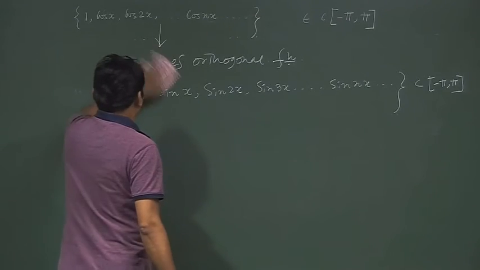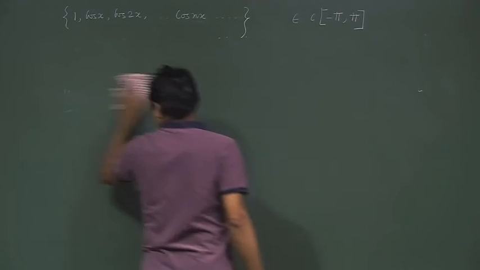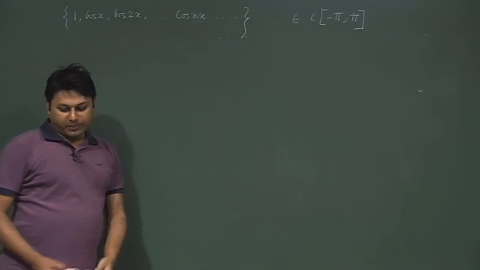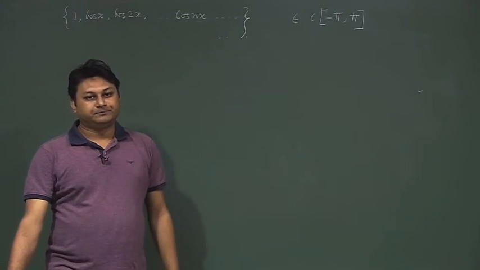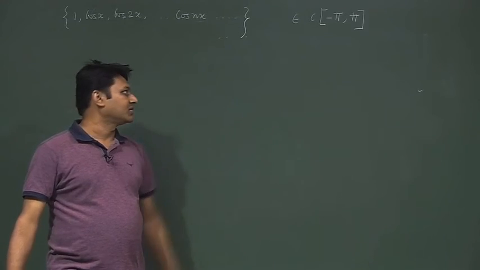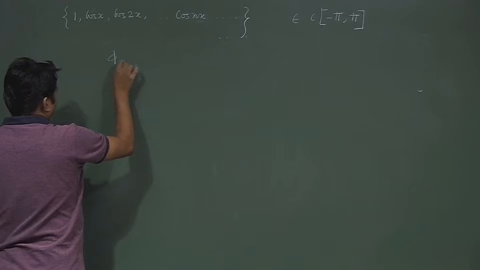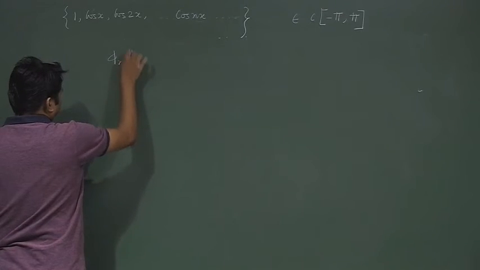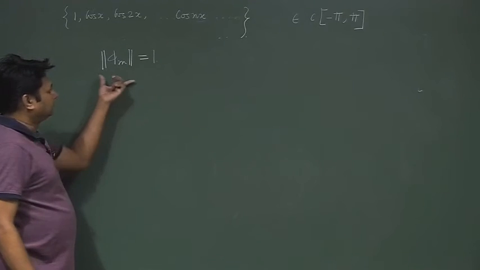Well, now I know this set of functions are orthogonal to each other, but one thing is important, whether they are normalized or not. That means, if I take this quantity, whether it is 1 or not.